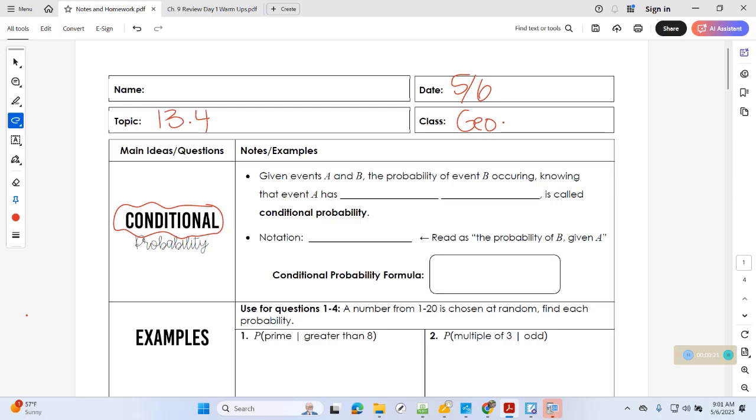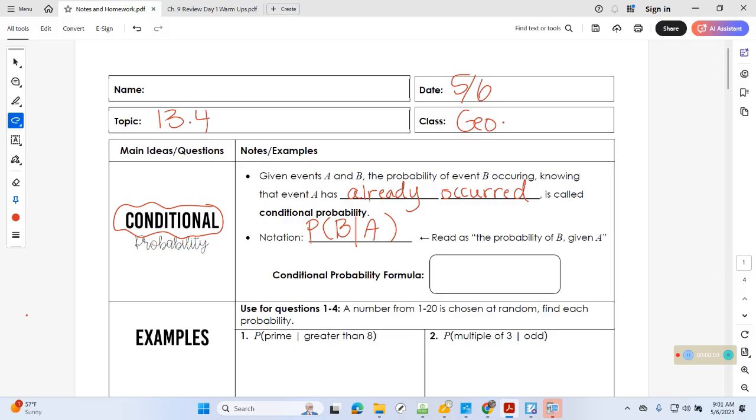Given events A and B, the probability of event B occurring, so the second event, B occurring, knowing that event A has already occurred, is called conditional probability. So A has occurred, that is affecting B, that's what we're working on. Now of course we always have this lovely crazy notation for it: the probability of B given A. So what's the probability of the second event happening given that the first one has?